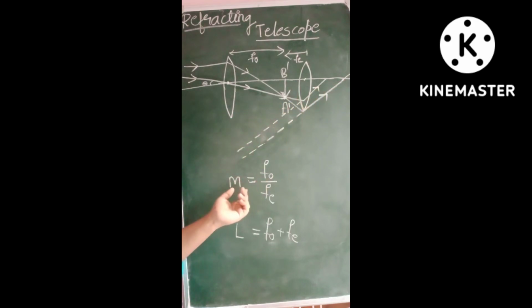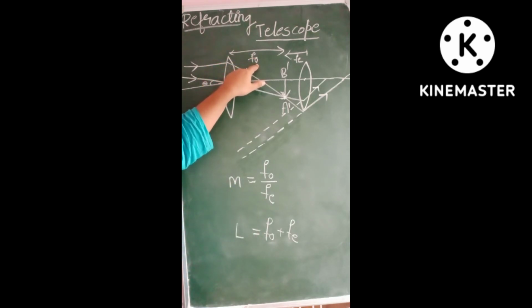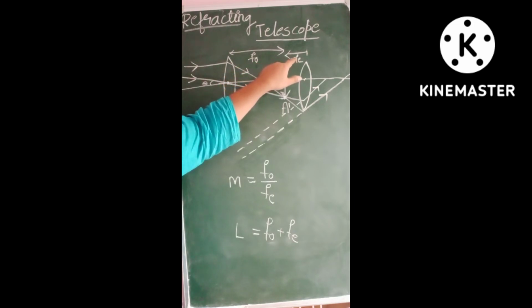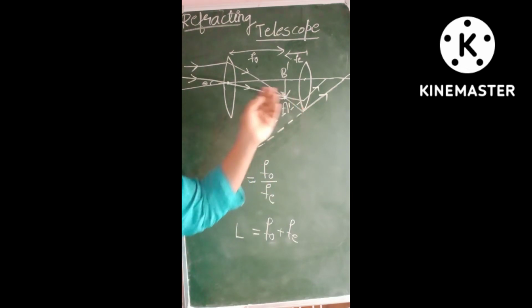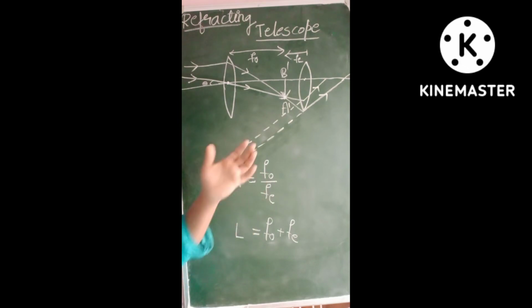So the magnification for this refracting telescope is given as m is equal to f0 divided by fe, where f0 is the focal length of the objective and fe is the focal length of the eyepiece. To get larger magnification, the objective of longer focal length and the eyepiece of shorter focal length have to be used here.